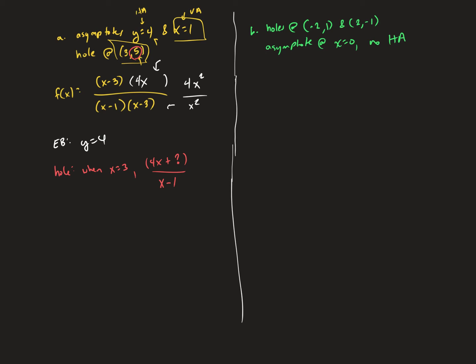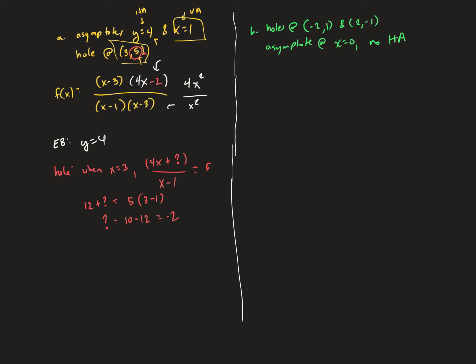So basically what happens when you cancel out the x minus 3's. That should equal the y value of my hole, which is 5. So with that in mind, I plug in 3 for x, and I cross multiply, and I get that this question mark equals 10 minus 12, which is negative 2. And so the factor that's up here is 4x minus 2, and that's where that answer comes from.